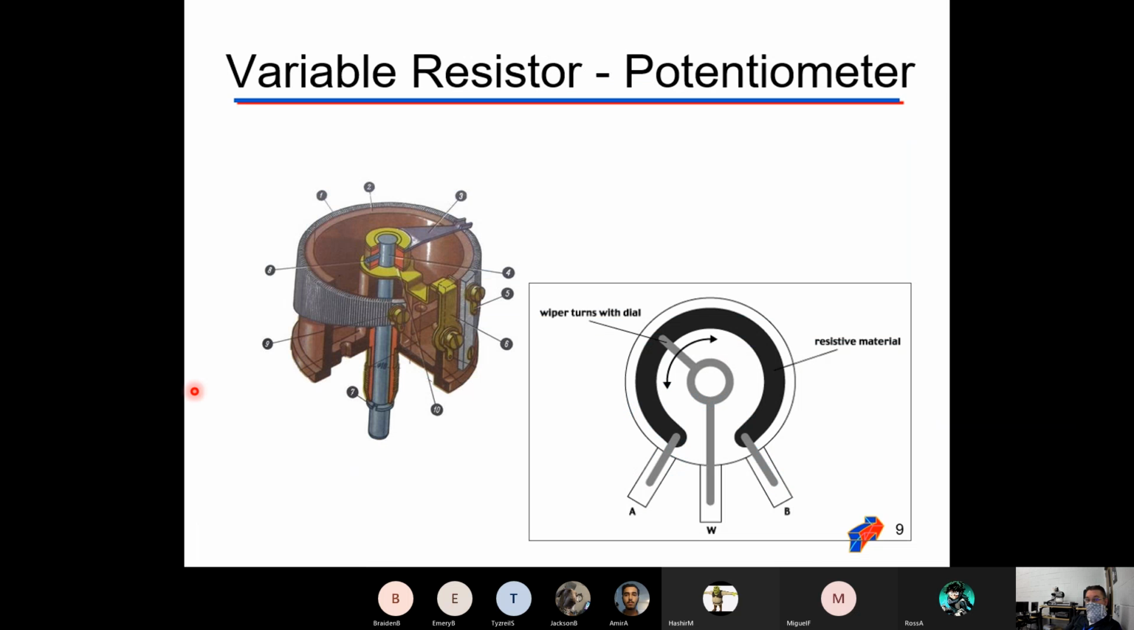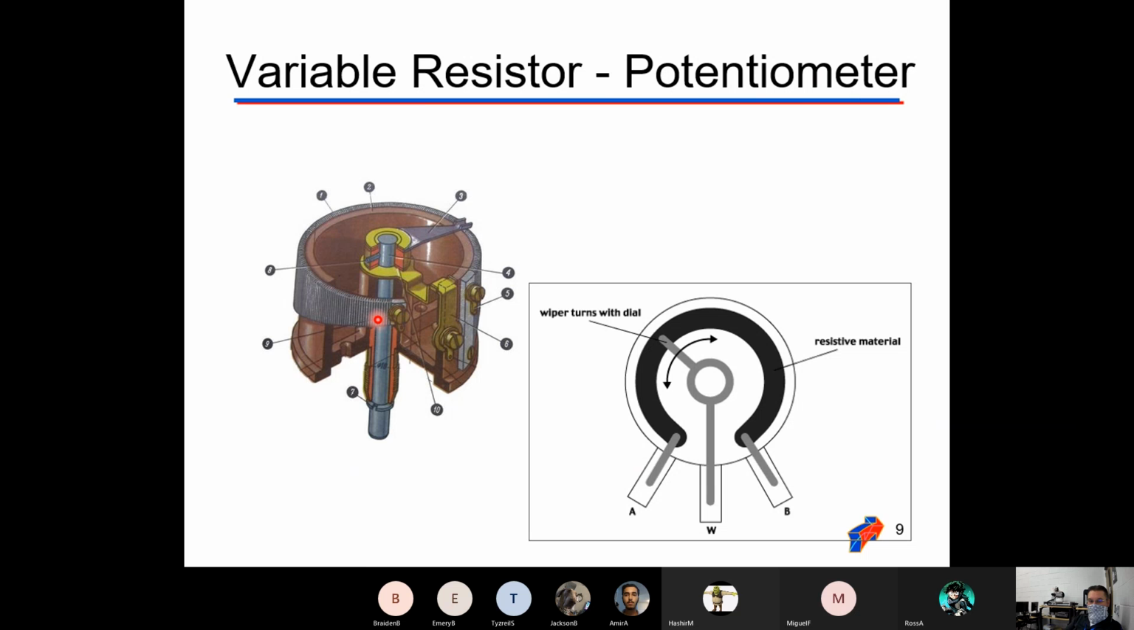All right. Variable resistor, or potentiometer. It's just fun to say the word potentiometer. That's why I keep saying it. Potentiometer. Anyway, this is how it's designed.